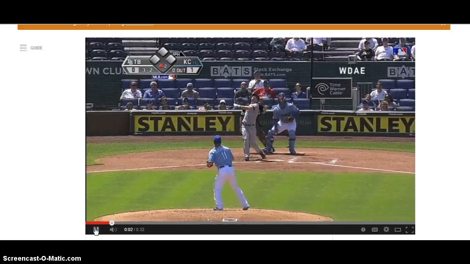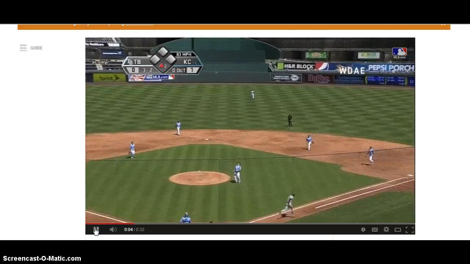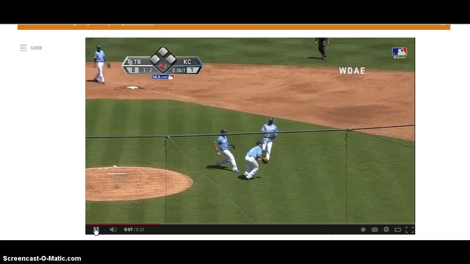Pitch on its way. Swing, and he popped him up behind the mound. Guthrie calling for it. Now he's going to give way, and it's going to fall in.